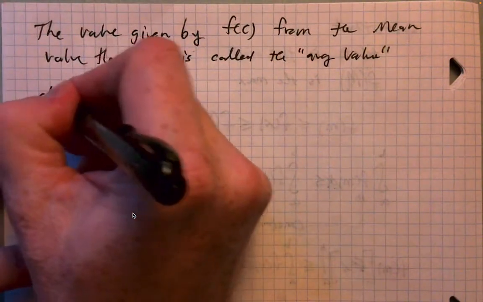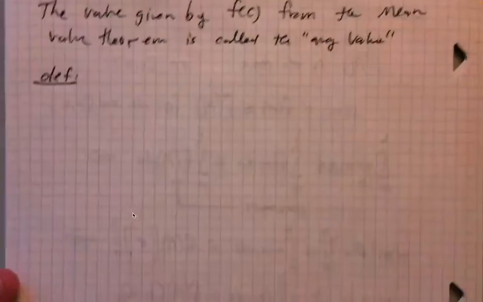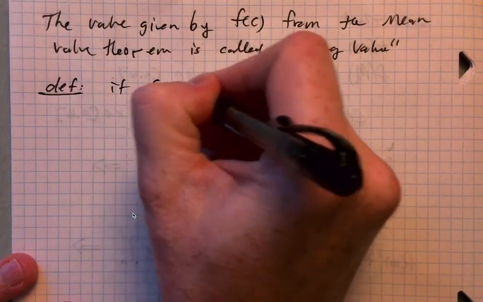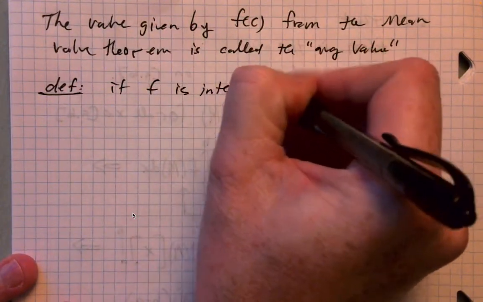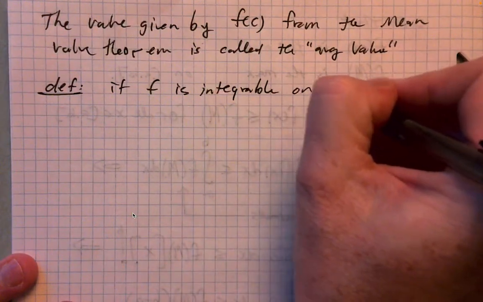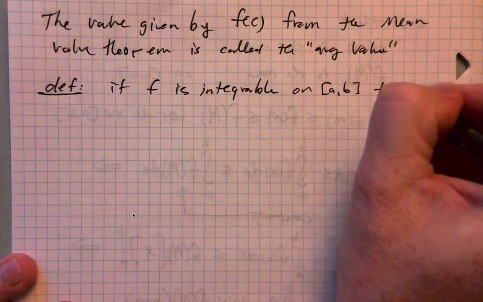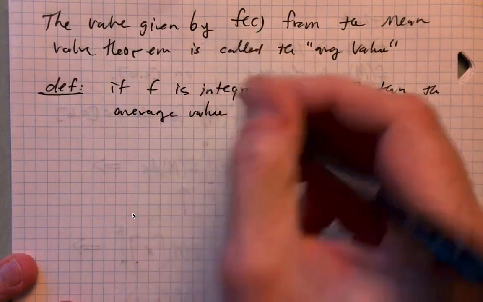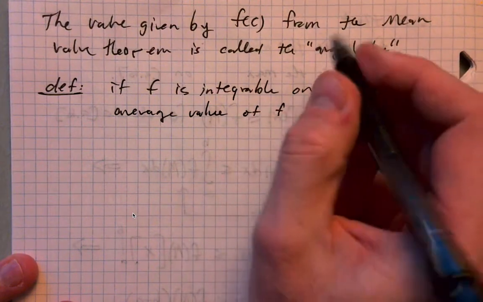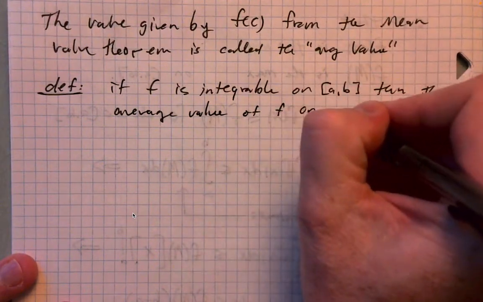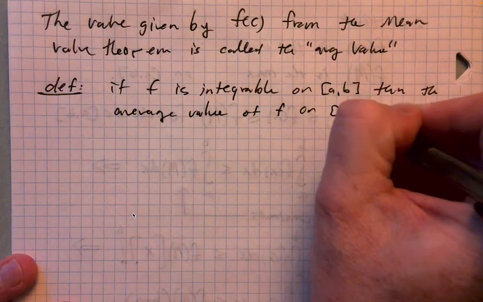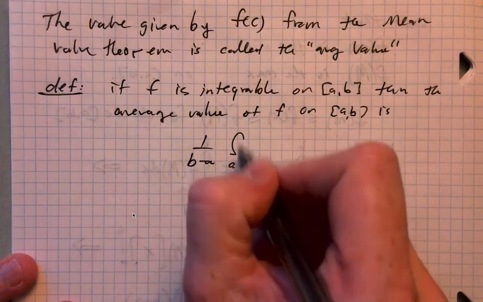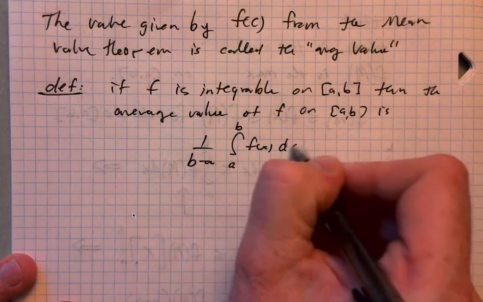So let's actually define this here. Definition: if f is integrable on AB, then the average value of f on the interval is 1 over b minus a times the integral from a to b of f of x dx.